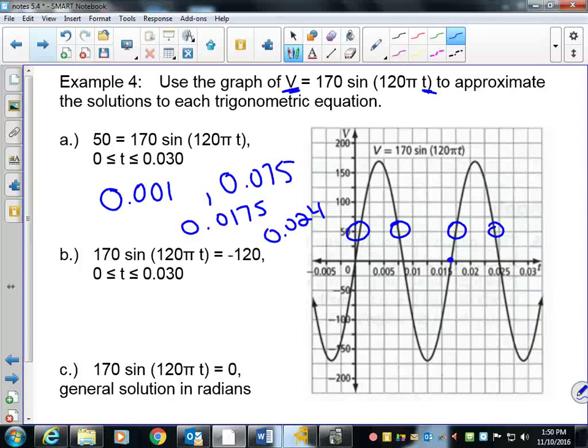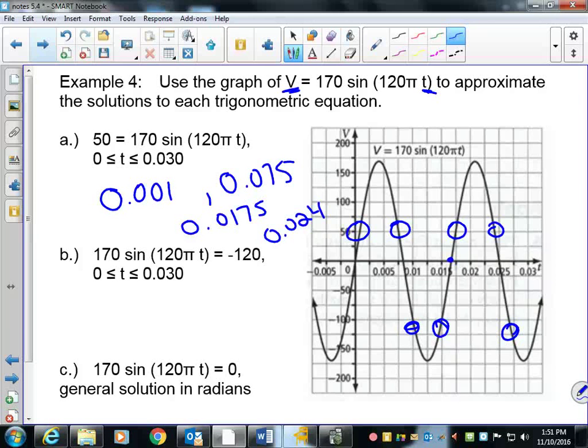How'd we do? What did you end up with as your answer? When is this equal to negative 120? Did you say like right in here, and right in here, and right in here? Did you include this one? Because it's past 0.03. What did you guys estimate? Like 0.01, 0.015, or around that? And like 0.027 or something, or yeah, something like that.